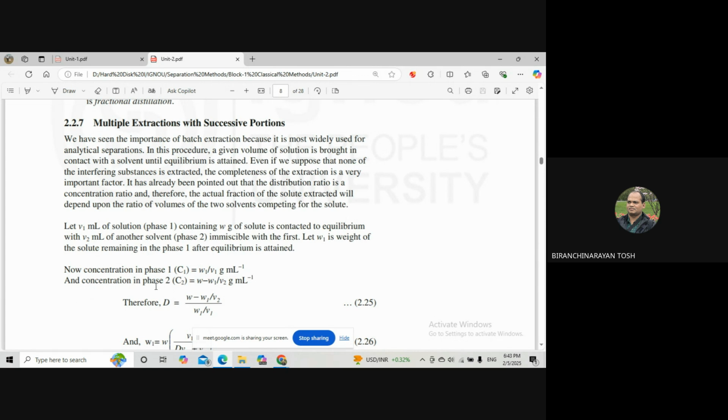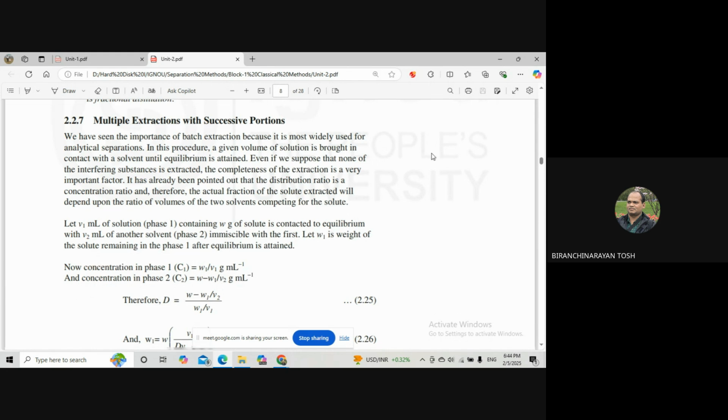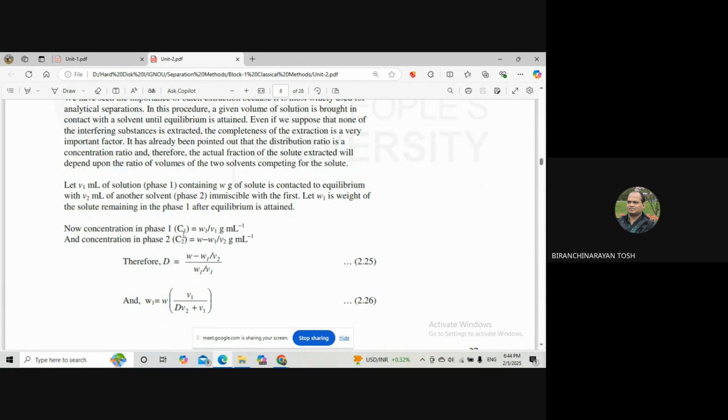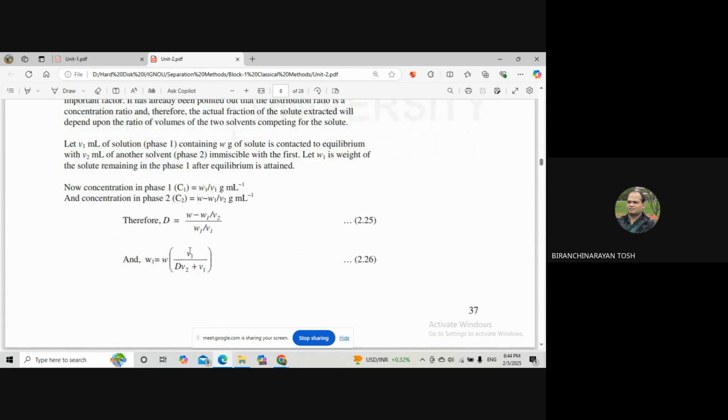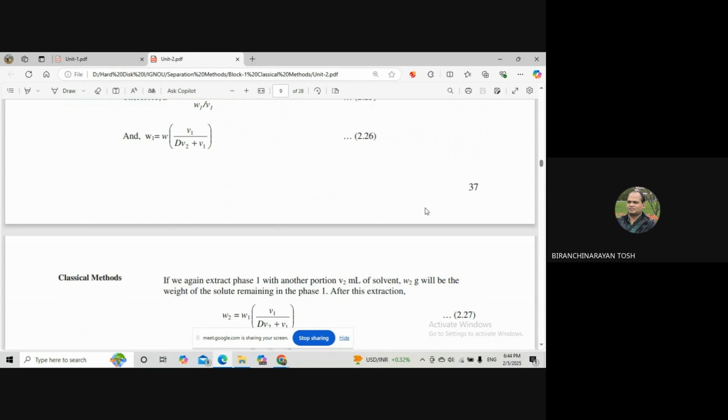Similarly, for the concentration in phase 2, we have taken W, and W1 is the weight of solute remaining in phase 1. So in phase 2 it will be W minus W1 divided by V2 gram per milliliter. Therefore D will be how much? C2 by C1 only. So it is (W minus W1) by V2 divided by W1 by V1. So W1 will be W into V1 divided by DV2 plus V1.